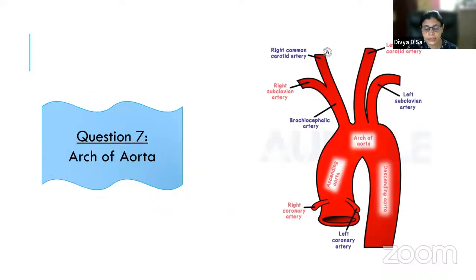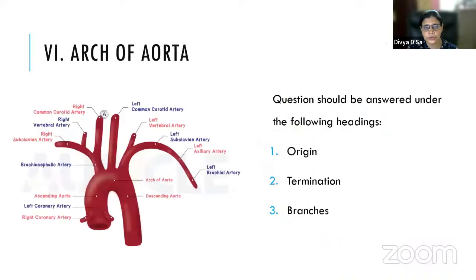Next, the last question is the arch of aorta. How do we write where it originates, where it terminates, and its branches? The arch of aorta begins as a continuation of the ascending aorta, where the ascending aorta ends at the sternal angle. It forms a loop and continues as the descending aorta again at the left end of the sternal angle.